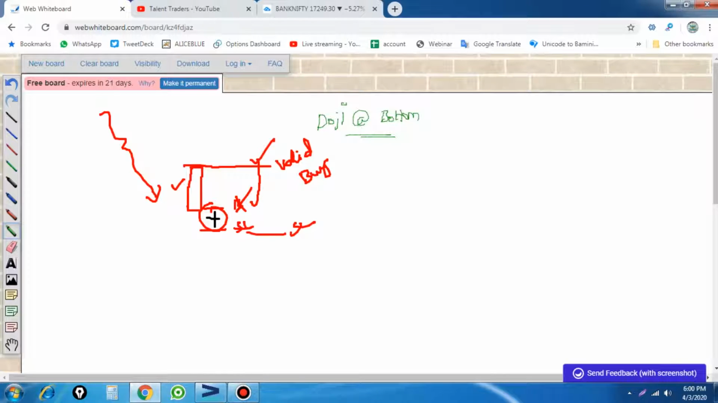And the previous thing we have seen, the previous candle, is also a red candle. Here this is a doji star, and here this is the Harami cross pattern.